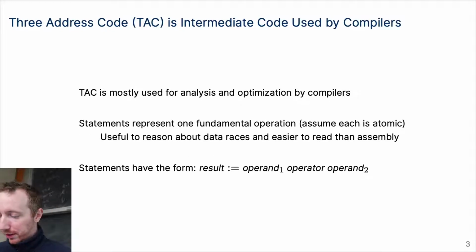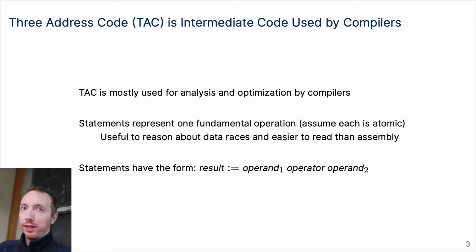Okay, so this is kind of an aside, just getting into compilers. There's a thing called 3-address code in compilers that makes code easier to analyze and read instead of just using assembly. So it's mostly used for analysis and optimization by compilers, which you might see if you take a compiler class, and compilers are really, really great. So this is kind of a preview for that, but the statements essentially just represent one fundamental operation, and for the purposes of this course, you can assume that each is atomic. So generally they'll map to instructions, but who the heck wants to read assembly?